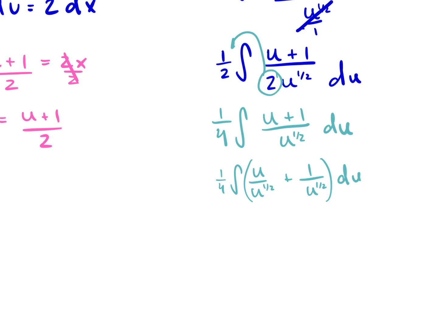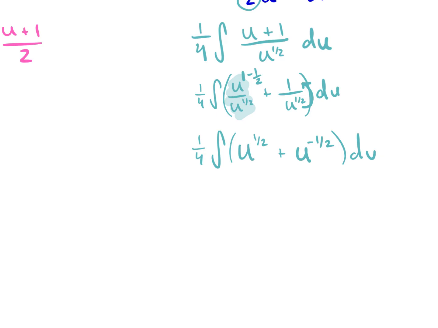Now, how would I combine these together? Awesome. We can subtract. So our exponent on top is 1 minus the 1/2 from the bottom. So 1 minus 1/2 would be 1/2. So we have u to the 1/2 power plus, here we're going to do the same thing, bring the u to the 1/2 power up. So it'd be u to the negative 1/2 power du.